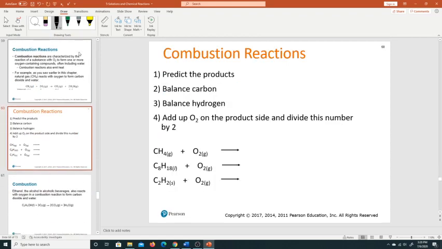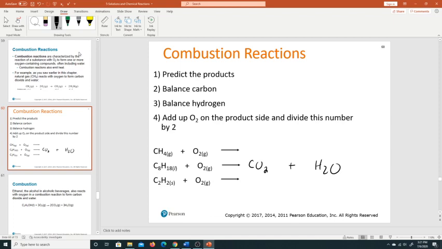Here are some more combustion reactions. CH4 plus O2, I already did that in a prior video, so I'll jump to C8H18 plus O2. The combustion of hydrocarbons. Whenever a hydrocarbon is combusted, we always make CO2 and water.